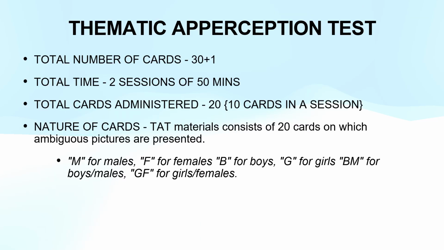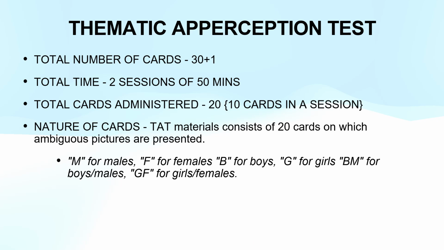Now let's dive into the TAT test. The total number of cards is 30 plus 1, so you have 30 pictures and one blank card. The total time is 2 sessions of 50 minutes. You can break the 2 sessions down into 10 cards each, because you have to administer 10 cards in one session and each session is 50 minutes. One card will take 5 minutes, in which the person has to make the story from start to finish. It should be 5 minutes per card.